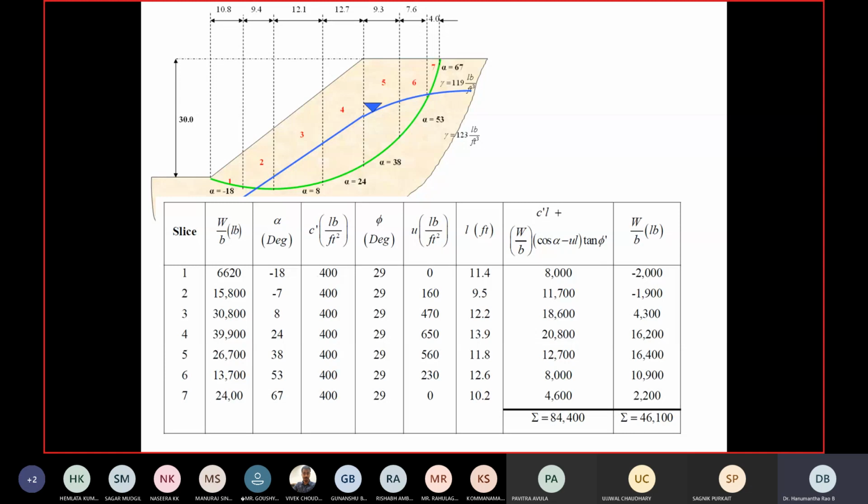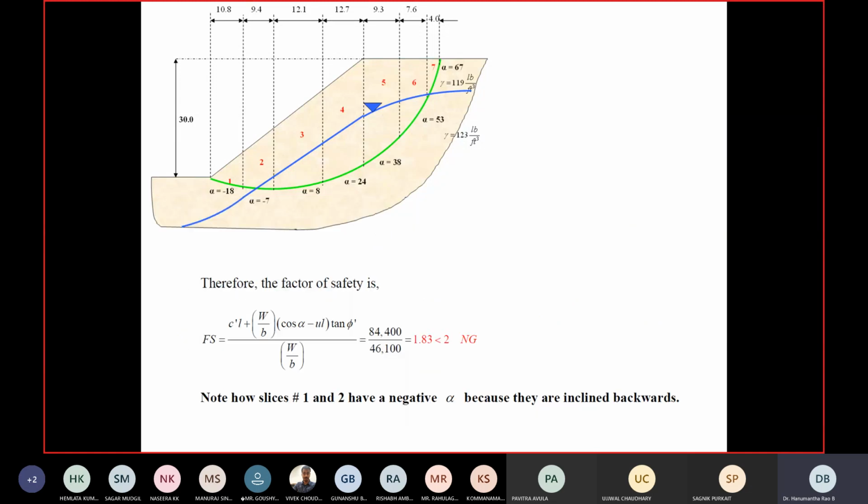As I told you, you can also come up with your own program for determining the factor of safety. So once everything is known, try to determine the factor of safety, which is 1.83, which is less than 2, so not desirable. Just imagine how many trials you have to make in order to get a factor of safety of about 2.